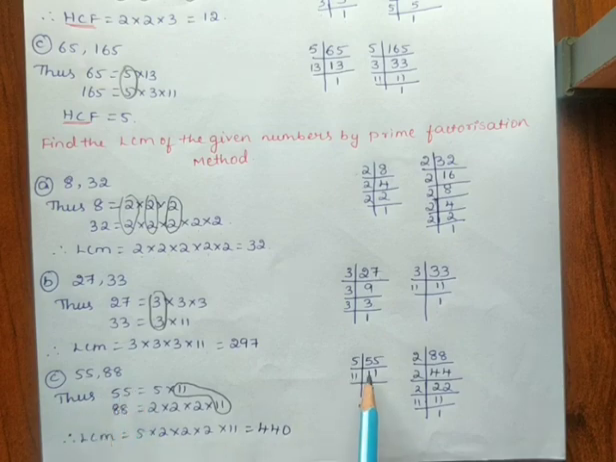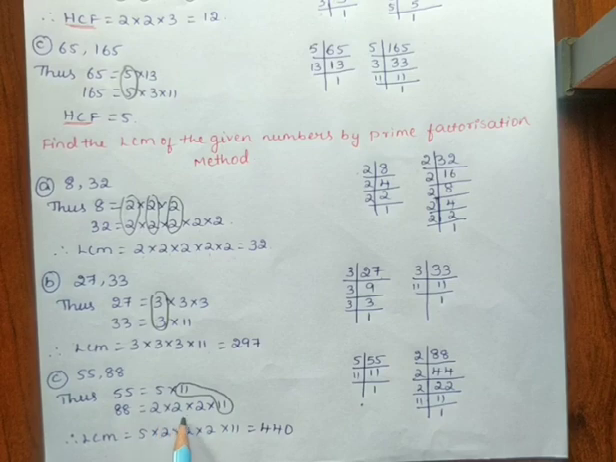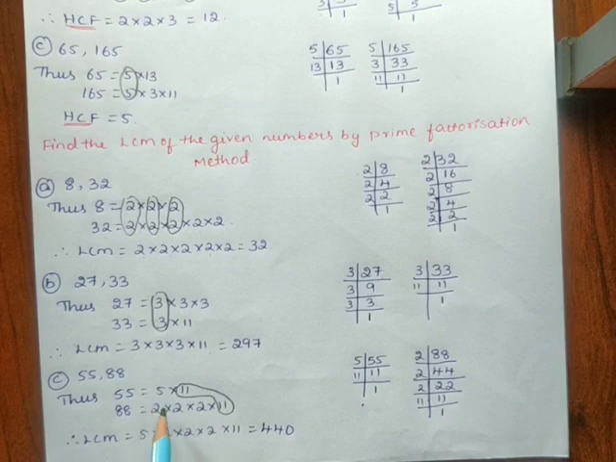55: 5 ones are 5 and 5 11s are 55, 11 ones are 11. Next 88: 2 4s are 8 and 2 2s are 4, 2 1s are 2, and 11 ones are 11. So thus 55 is equal to 5 into 11 and 88 is equal to 2 into 2 into 2 into 11. Here 11 is common, so I took only one 11 and the remaining numbers 5 into 2 into 2 into 2 into 11. If you multiply these 5 numbers, we will get 440.